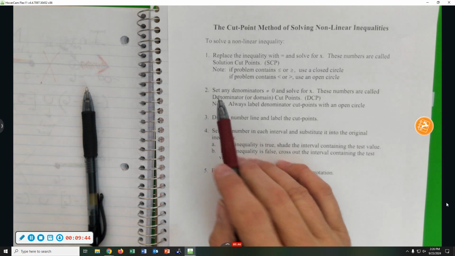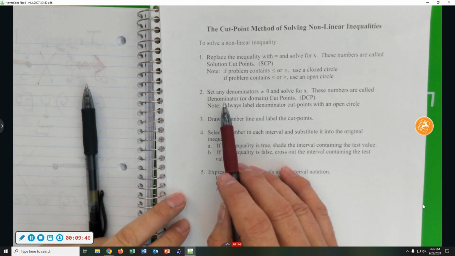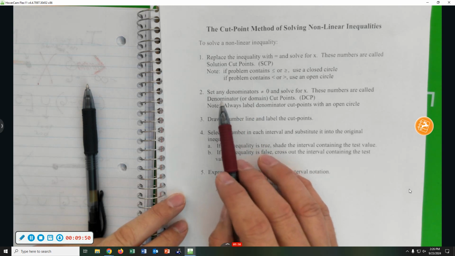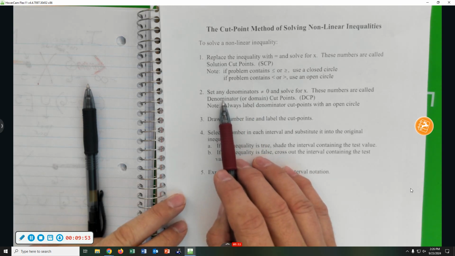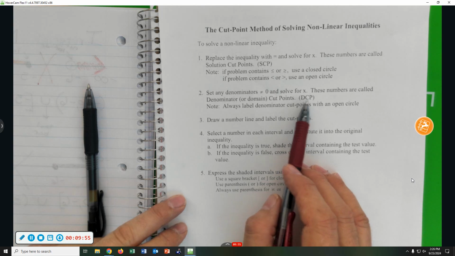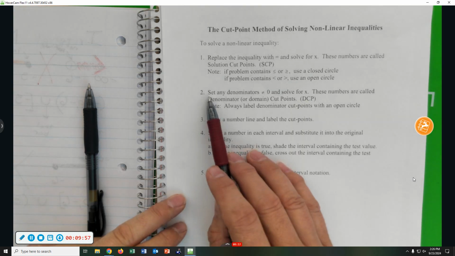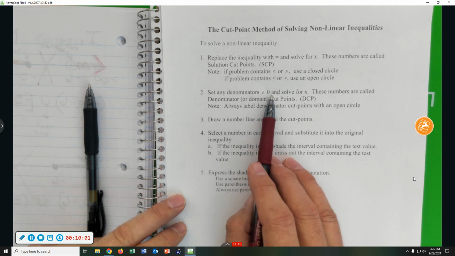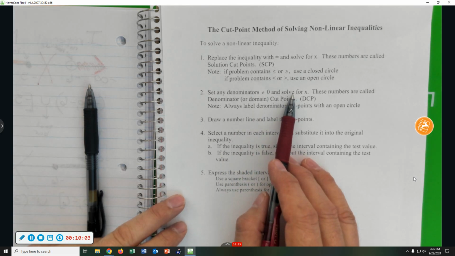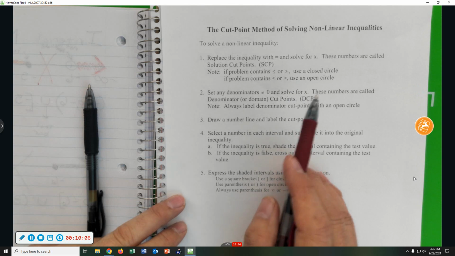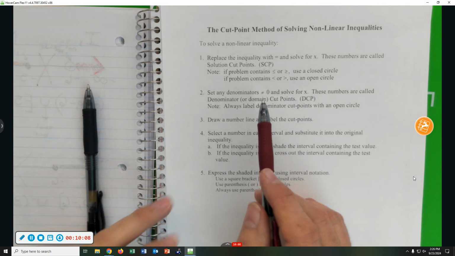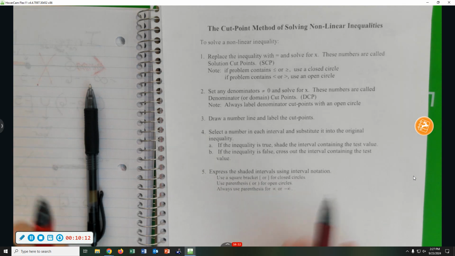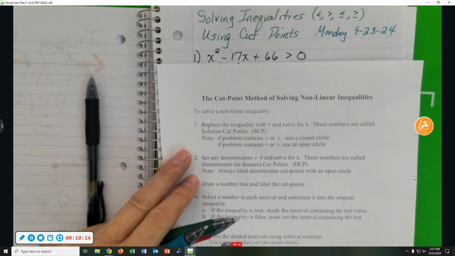In step 2, we're finding what we call the denominator cut points. It can also be called domain, but for right now, let's call them denominator, and it's abbreviated DCP, denominator cut points. Set any denominators not equal to 0 and solve for x. What you're doing is finding where the stuff is undefined. Are there any denominators? Do we have any denominators in this problem?